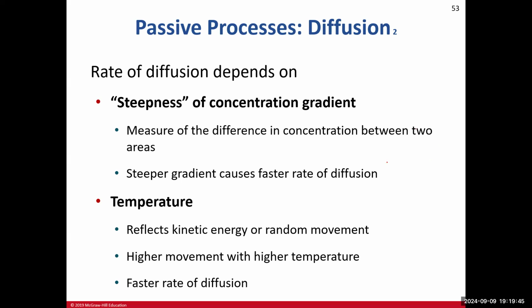Temperature, same thing. When you add heat to an environment, it'll speed things up. So higher temperature, higher movement, faster rate of diffusion. That's just with anything. You add heat to an environment, and it'll speed the molecules up and the molecules will move faster. Therefore, you'll see a higher rate of diffusion.